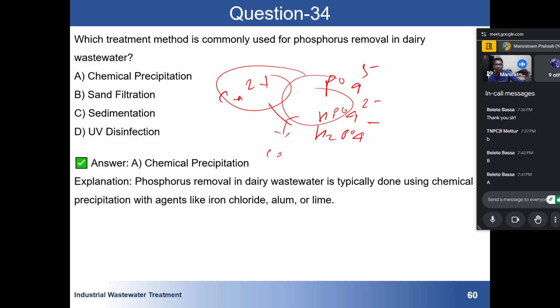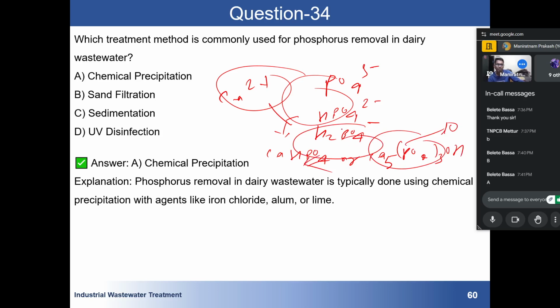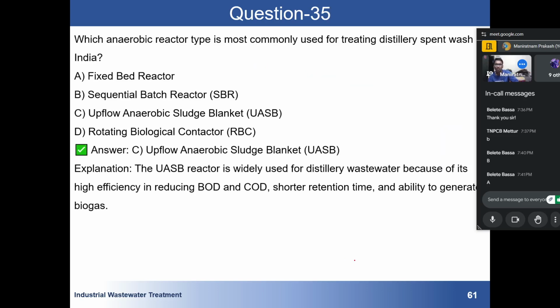It will react and form maybe CaHPO4 or Ca5(PO4)3OH. These are some of the things formed. This is generally very slow, but these are very commonly formed. This is known as hydroxyapatite, and this is known as monocalcium phosphate. Again, I don't know why this answer is coming.